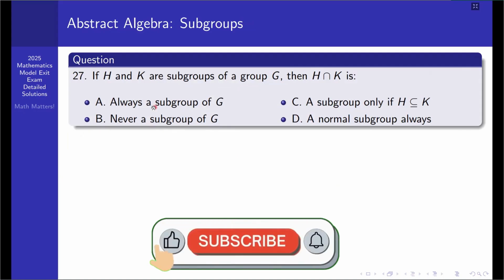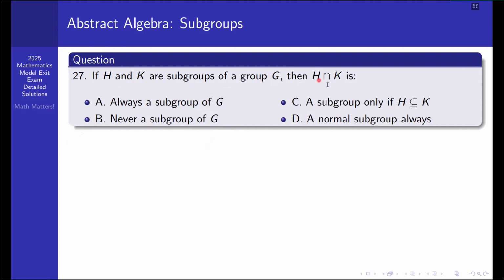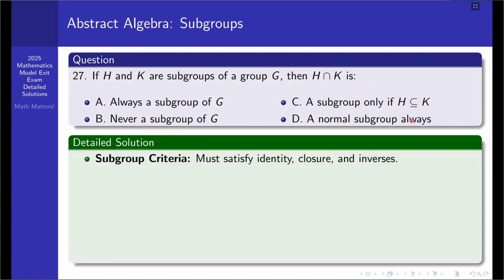Question number 27. If H and K are subgroups of a group G, then H intersection K is: A, always a subgroup of G; never a subgroup of G; a subgroup only if H is a subset of K; a normal subgroup always. Here, let us see the criteria for a given group to be a subgroup. It must satisfy identity, closure, and inverse.